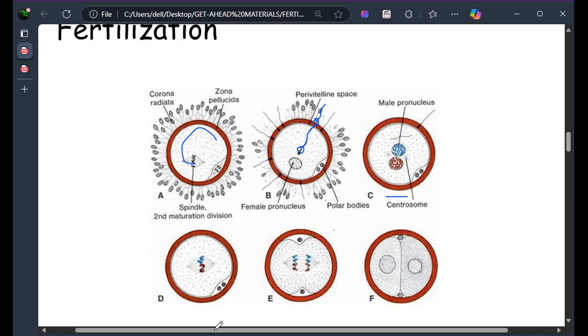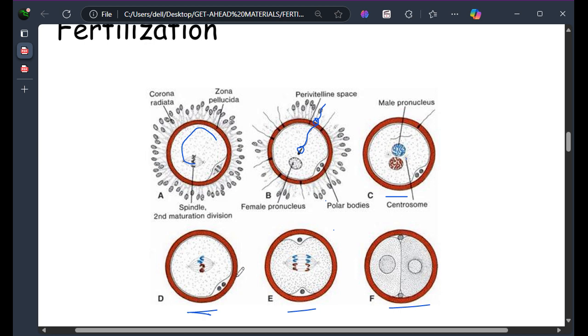Once it occurs, you're going to have these stages here of divisions. This is the first division that you're going to have, and these divisions are mitotic and not meiotic. So it is the zygote that we are forming after the meeting of the male and female pronuclei.